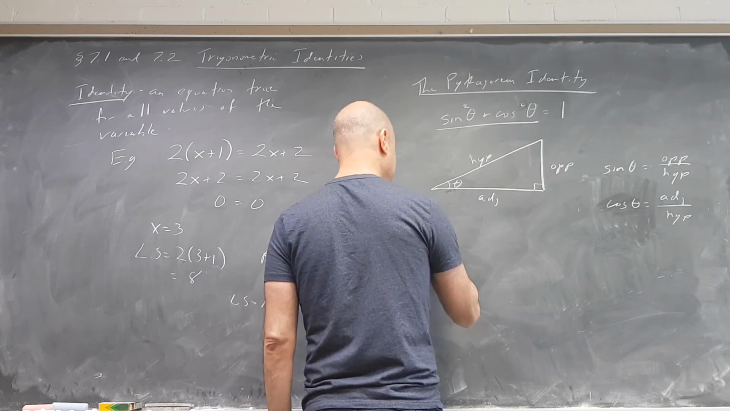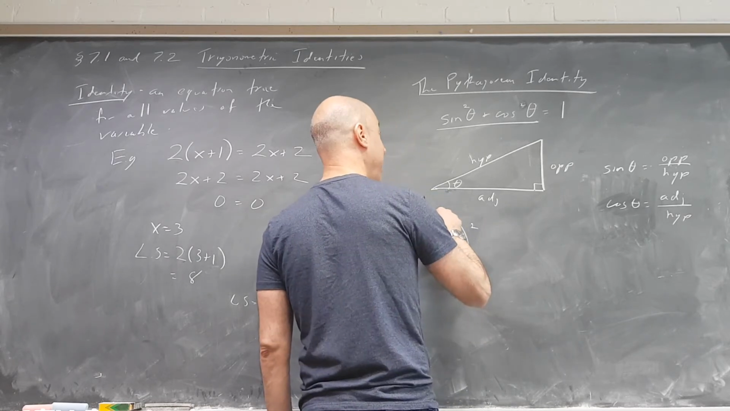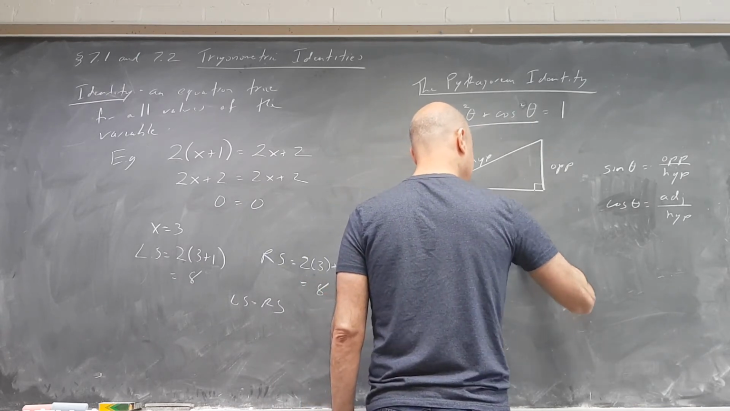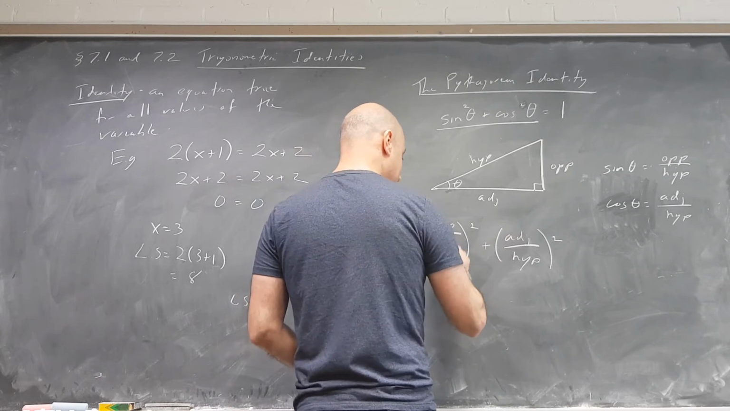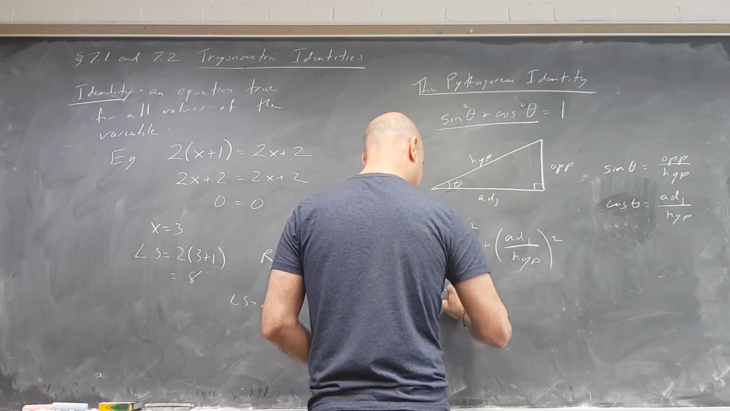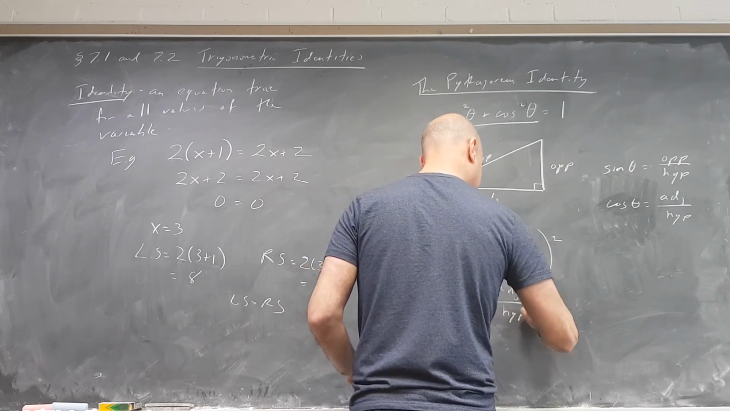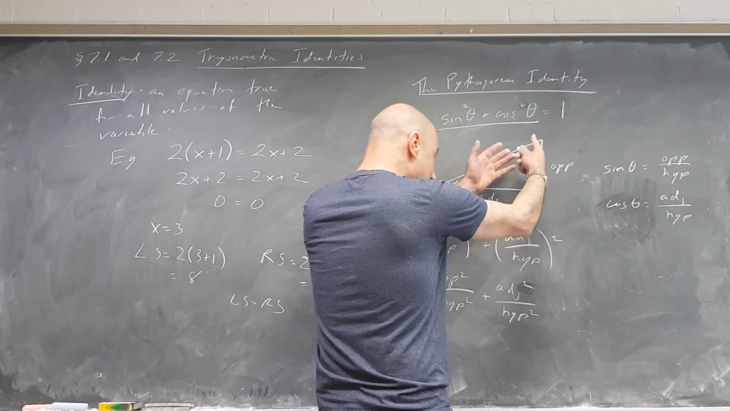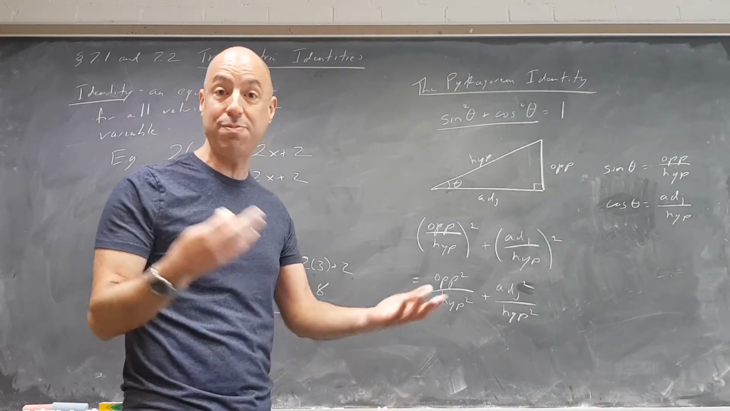So let me go ahead and take a look at the left side of this equation. Sine of theta all squared is the opposite side over the hypotenuse all squared. Cosine of theta all squared, cosine of theta is the adjacent side over the hypotenuse, all squared. Let's just work this out. A power distributes over division, so this is just the opposite side squared over the hypotenuse squared. And this is just the adjacent side squared over the hypotenuse squared. And when I say the opposite side, the adjacent side, or the hypotenuse, I just mean the length of those sides.